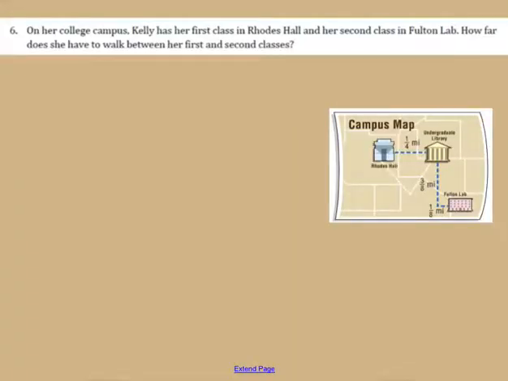Let's take a look at number 6. It says on her college campus, Kelly has her first class in Rhodes Hall, her second class in Fulton Lab. How far does she have to walk between her classes? Okay, so I'm going to call Rhodes Hall 0, 0. That's going to be the origin. Then you'll notice we're going over 1/4 and then over 1/8.